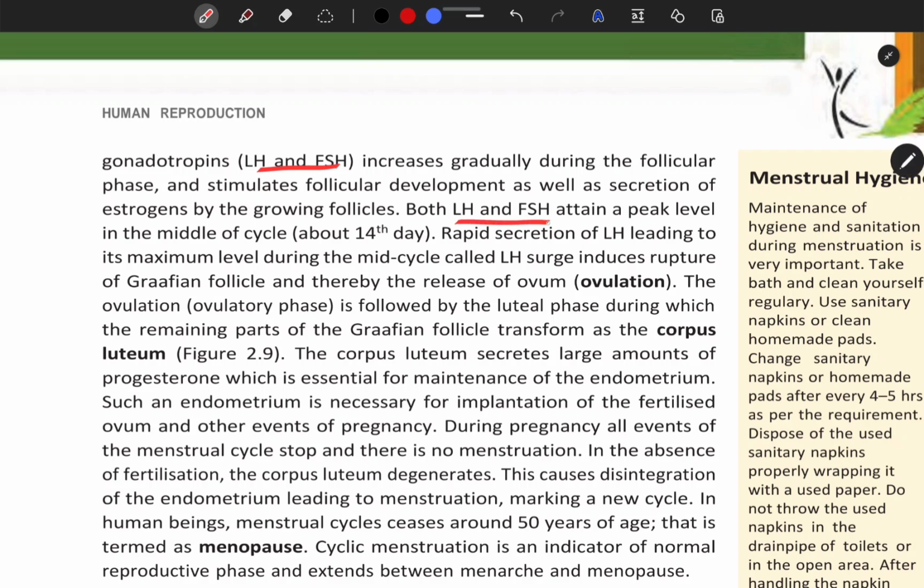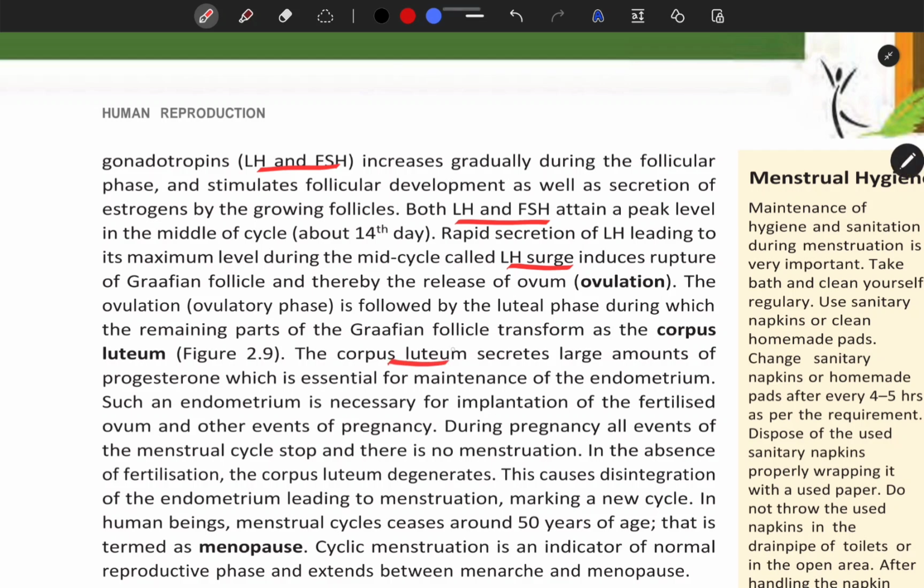Both LH and FSH attain a peak level in the middle of cycle, that is about 14th day. Rapid secretion of LH leading to its maximum level during the mid-cycle, called LH surge, induces rupture of Graafian follicle and thereby the release of ovum, that is ovulation. The ovulatory phase is followed by the luteal phase, during which the remaining part of the Graafian follicle transforms into the corpus luteum.